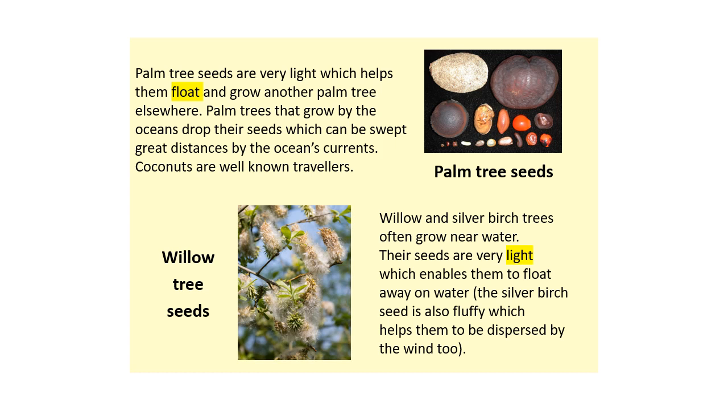Willow tree seeds. Willow and silver birch trees often grow near water. Their seeds are very light, which enables them to float away on water. The silver birch seed is also fluffy, which helps them to be dispersed by the wind, too.